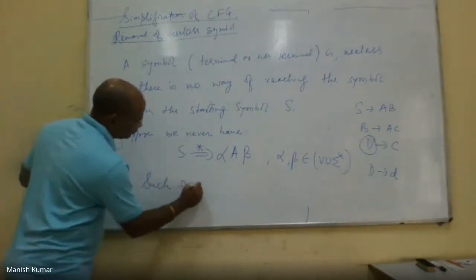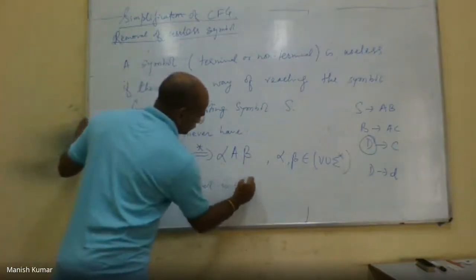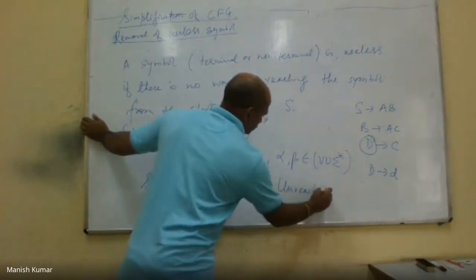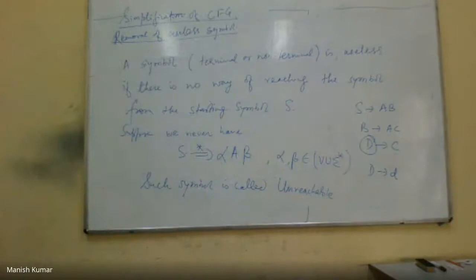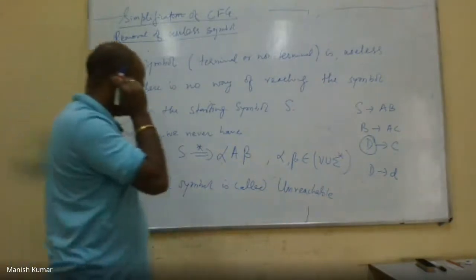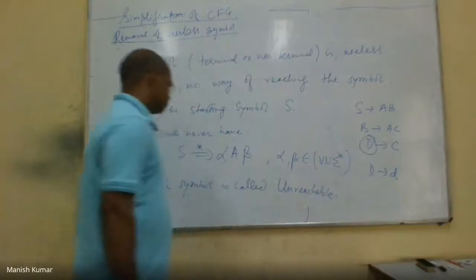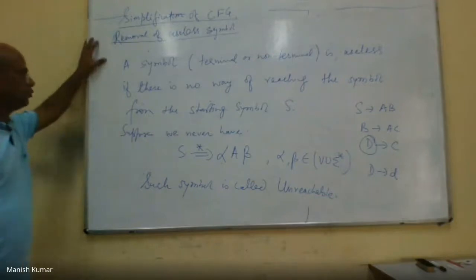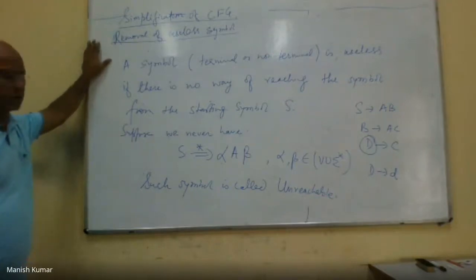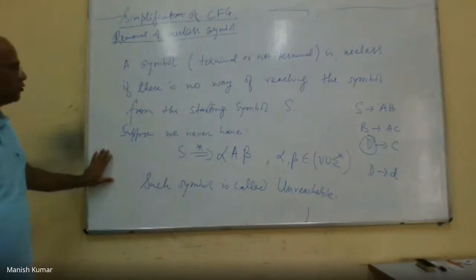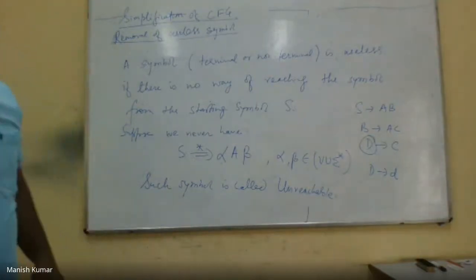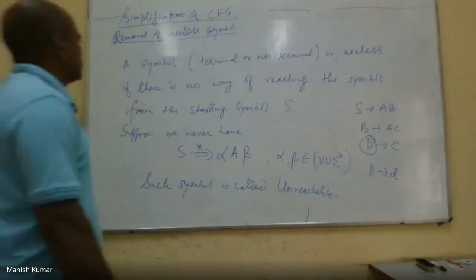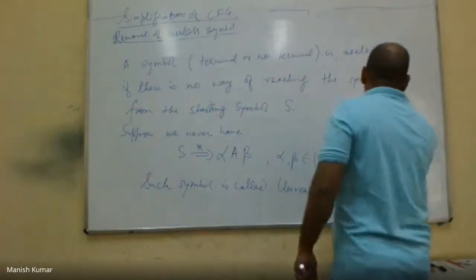Such a symbol is called unreachable. Okay. So there are two cases of useless symbols. One is non-generating and another one is unreachable. Okay. So let us go for devising some sort of algorithm through which we can eliminate these useless symbols out of the grammar.